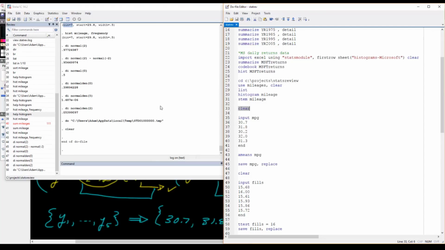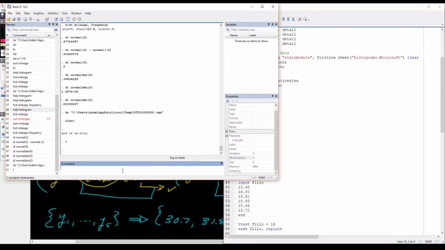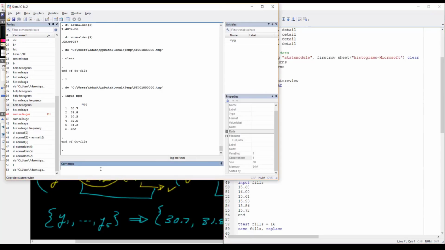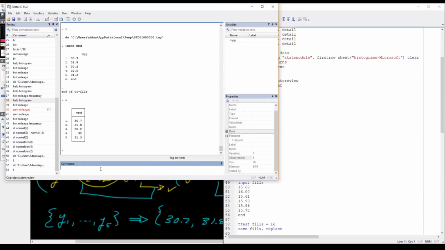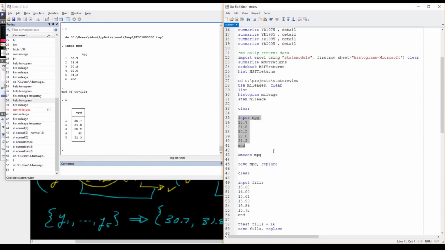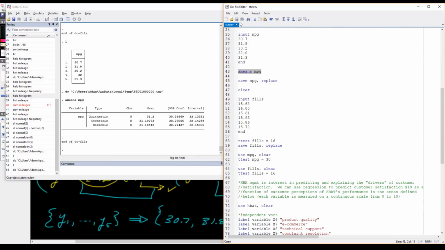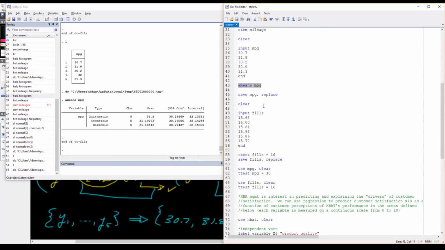So I'm going to clear the data in memory. So if I type in list, I don't get anything, and I'm going to run this portion of the program. It just says input this variable. These are the values of that variable, end. So this is like a baby program within a program. And now when I list, I've got my 5 miles per gallon, and I can estimate that confidence interval by using the command means, miles per gallon. And that's that. I know, how easy.